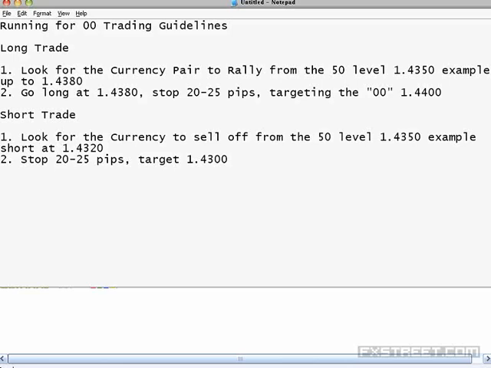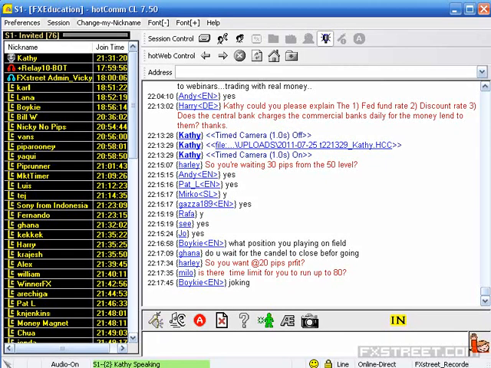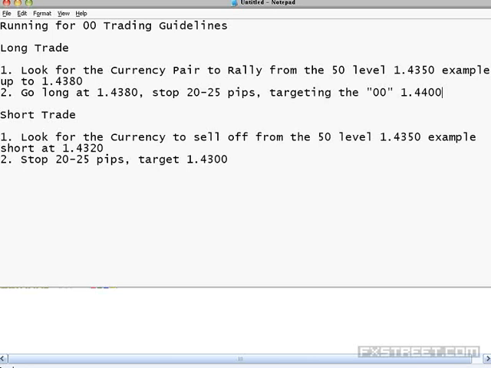But the first question I have here is, what position are you playing in the field? And I'll let you imagine it yourself, Boyke. And then in terms of Ghana, do you wait for the candle to close before going? No, this is a price-based strategy. So I would actually put my limit order in pretty much around the 65, 70 mark, targeting, let's say, going long at 80, going for the OO. Is there a time limit for you to run up to the OO? Basically, we trade during the active market hours, and as long as it's within the time frame, that's fine. If the order is not triggered by the time, then just cancel it. So let me look at some examples, and then we can go back and answer your question.